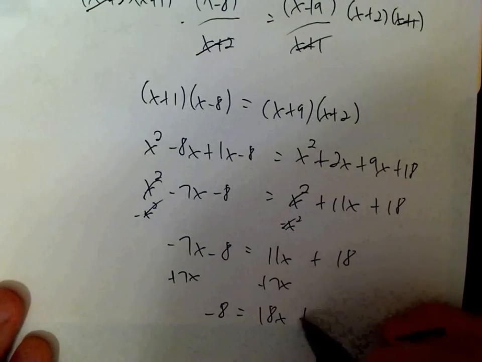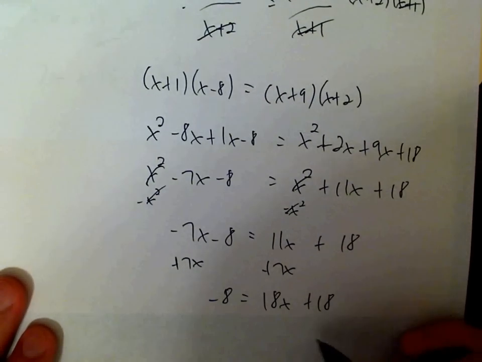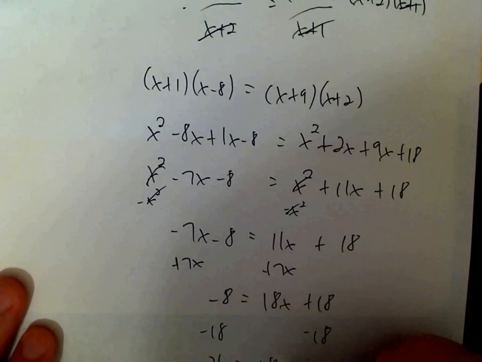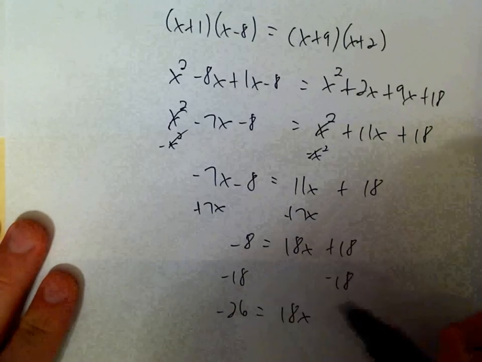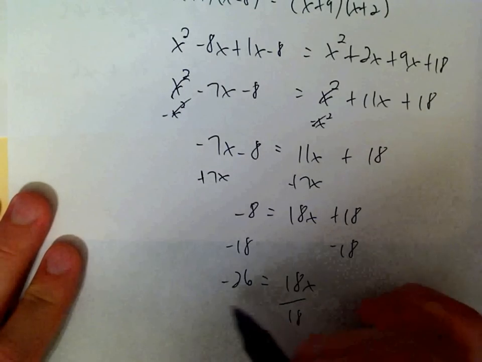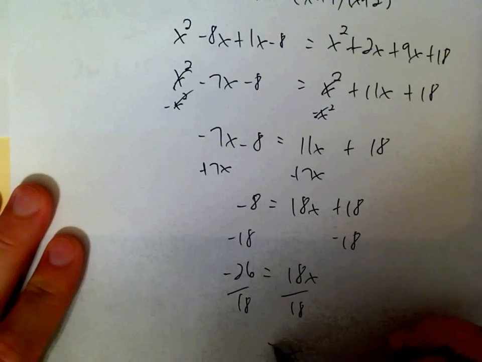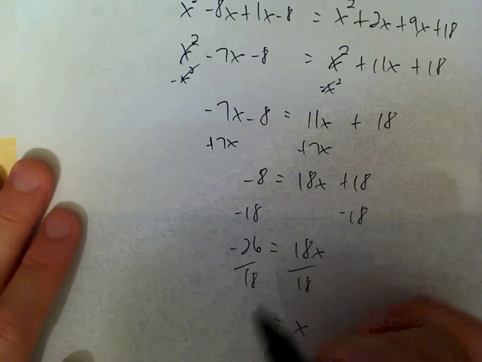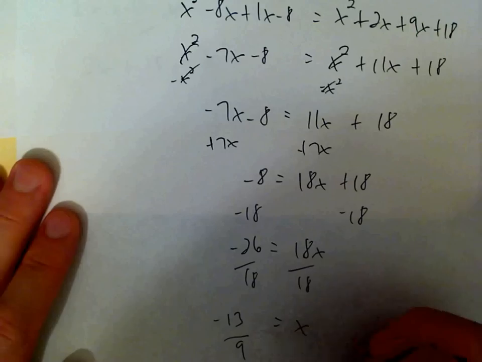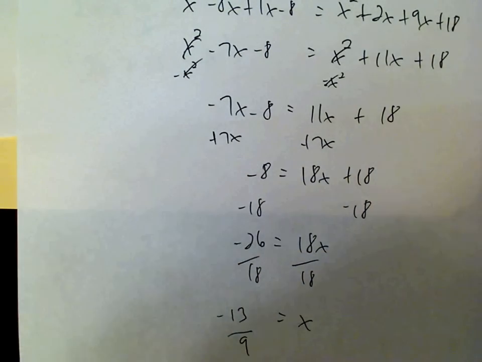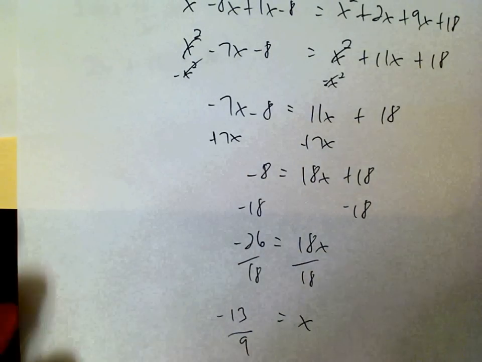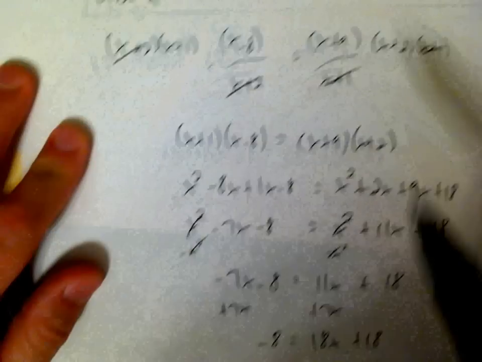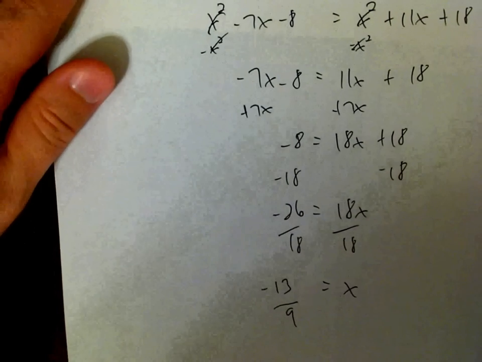And then I'm going to subtract the 18 to isolate the x term. And then I'm going to divide both sides by 18 to isolate x. And I'm going to reduce negative 26 over 18. 2 goes into both of those. It goes negative 13 over 9. 2 goes into 26 13 times. 2 goes into 18 9 times. There's no danger at all of division by 0. So that's my answer. That was a fun one, wasn't it?